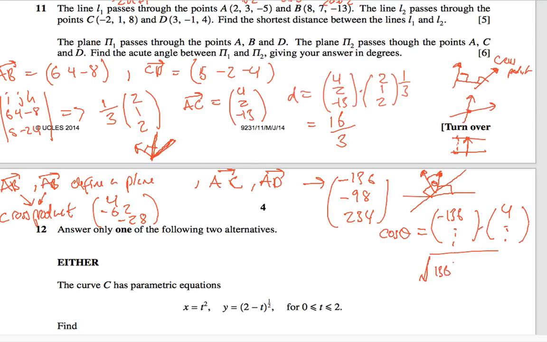136 squared dot dot dot. There's quite a lot of writing, quite a lot of numbers involved. 4 squared dot dot dot. That'll give us cos theta, which equals 0.80228, implying that theta equals 36.65 degrees. Okay.